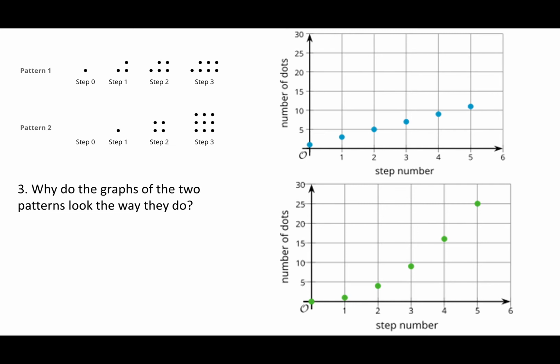Now we're going to compare the graphs of the two patterns. Why do these graphs look the way they do?